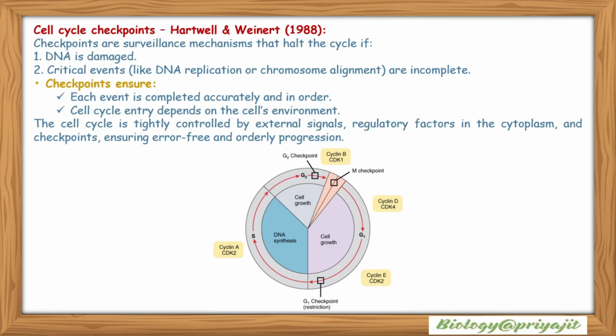Cell cycle checkpoints, which were proposed by Hartwell and Weinert in 1988. Checkpoints are surveillance mechanisms that halt the cycle if DNA is damaged or critical events like DNA replication or chromosome alignment are incomplete. So the checkpoints always ensure each event is completed accurately and in a proper order, and cell cycle entry depends on the cell's internal environment. So the cell cycle is tightly controlled by external signals, regulatory factors in the cytoplasm, and checkpoints, ensuring error-free and orderly progression.